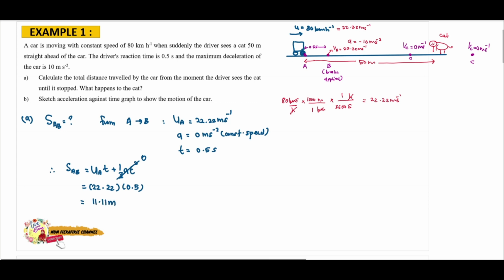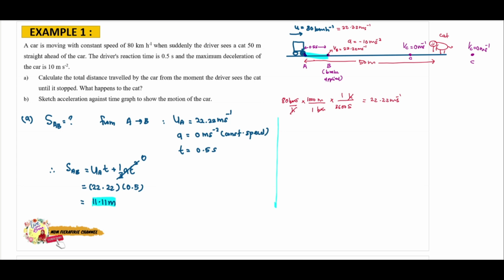Okay, so itu baru A to B, yang color biru ini. So saya highlight color biru from A to B. And from B to point C, di mana dekat C kita tahu dia akan berhenti. So kita kena kira satu lagi. Okay, so let's write here.